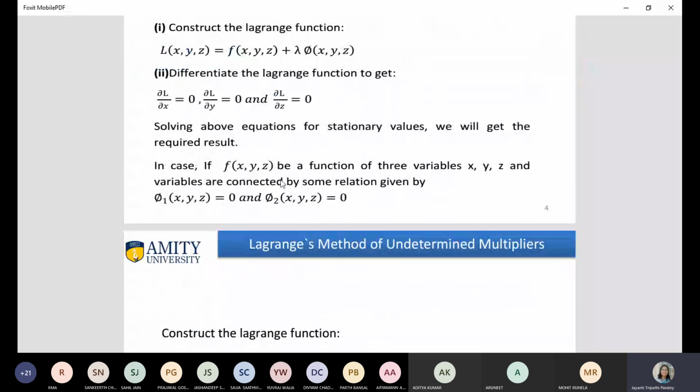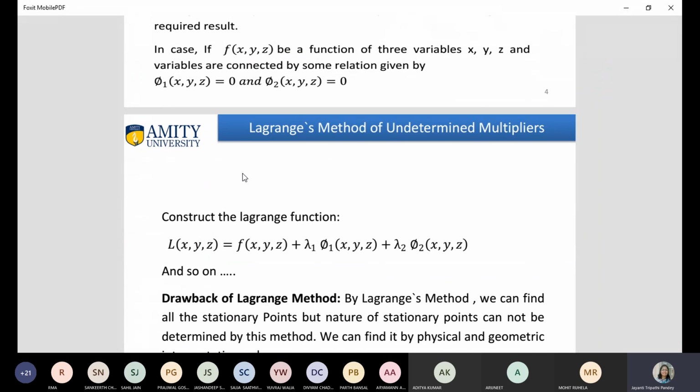In case f(x,y,z) is a function of three variables, and the variables are connected by some relations given by this and this, then you will construct, suppose you have two relations, the Lagrange's function with two lambda values and so on. And then solve for lambda and get the answer.